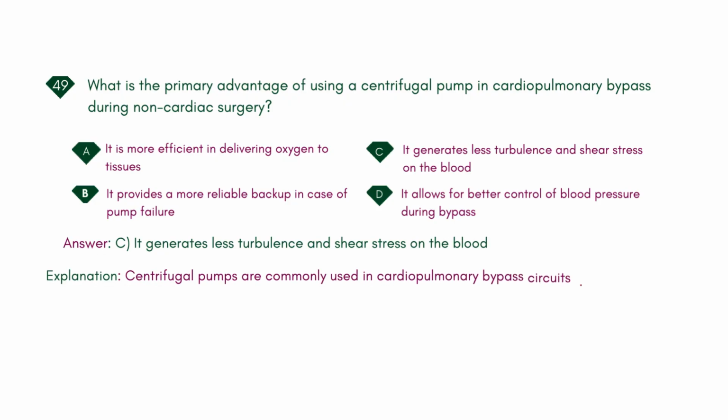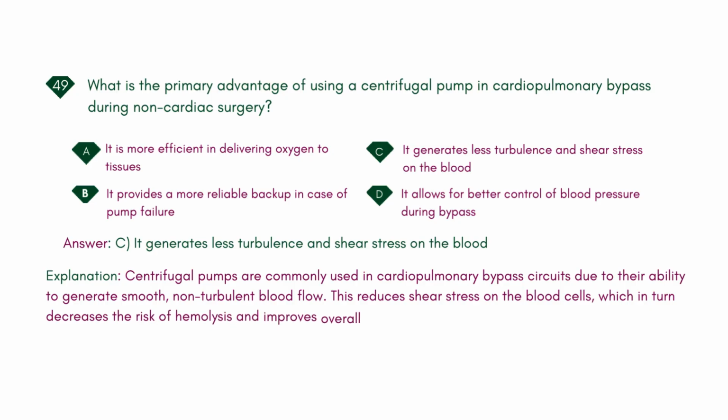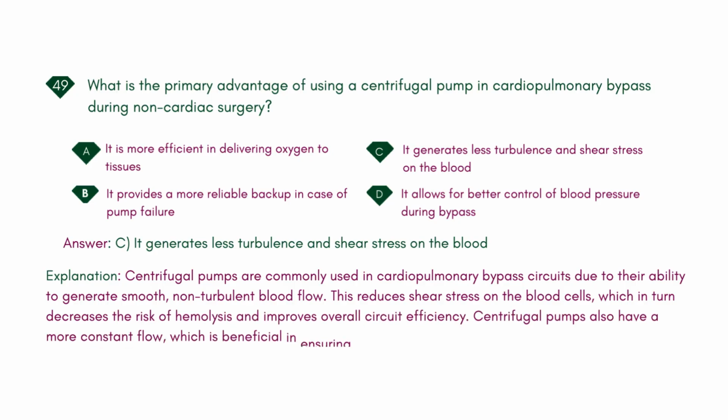Explanation: centrifugal pumps are commonly used in cardiopulmonary bypass circuits due to their ability to generate smooth, non-turbulent blood flow. This reduces shear stress on the blood cells, which in turn decreases the risk of hemolysis and improves overall circuit efficiency. Centrifugal pumps also have a more constant flow, which is beneficial in ensuring steady perfusion during surgery.